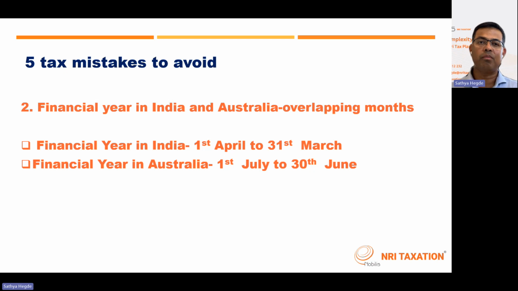And it is very important during capital gain transactions, because you don't want to sell your properties in April, May, June because of the overlapping months. Probably December is the better time to sell your property.